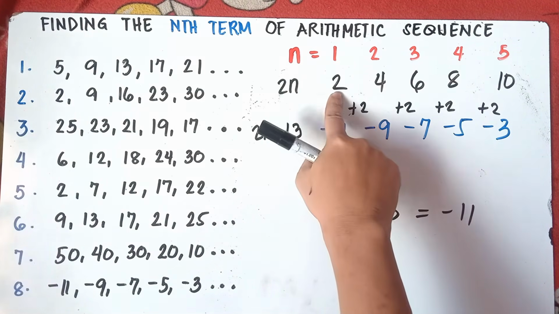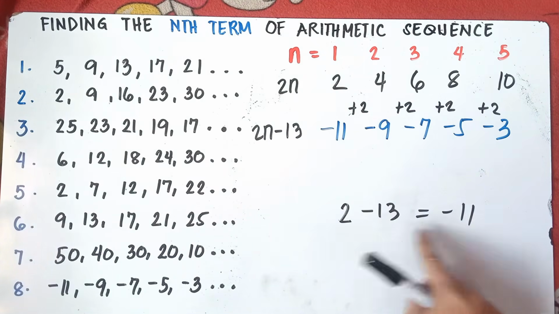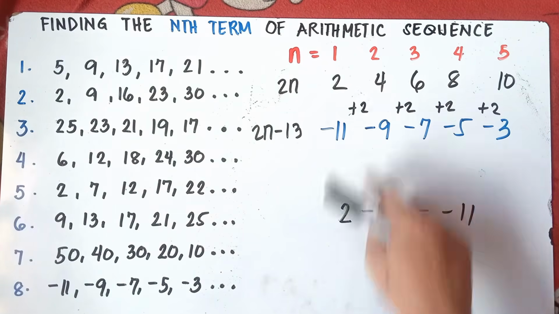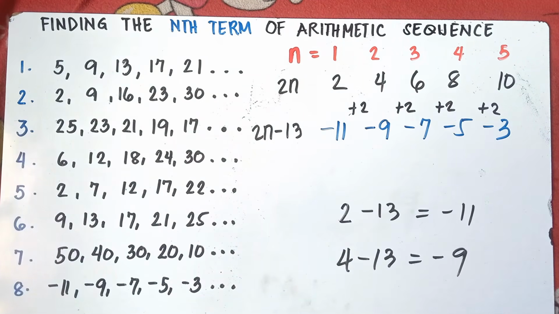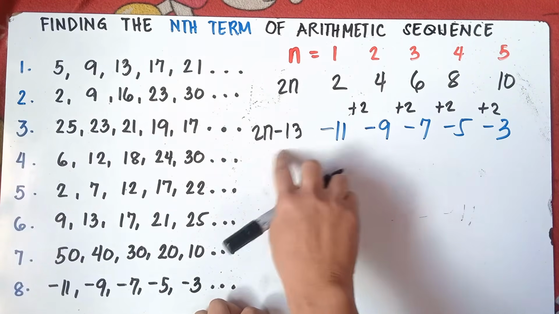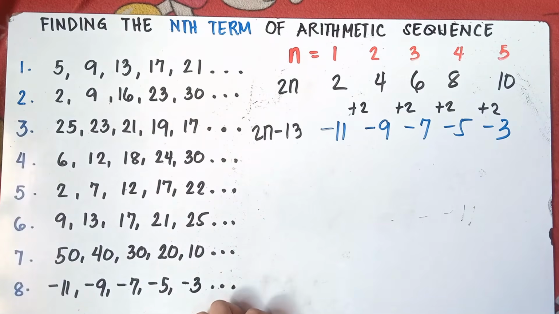Because if n is 2, 2 minus 13 is negative 11. 4 minus 13, that's negative 9. So therefore, we will be subtracting 13 from 2n. 2n minus 13. So this will be our equation.